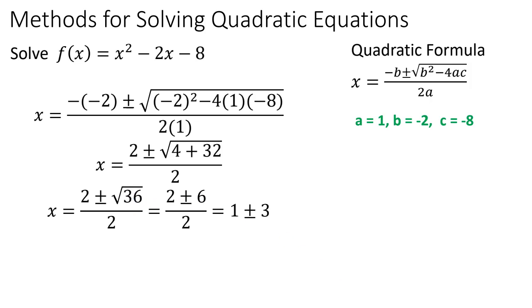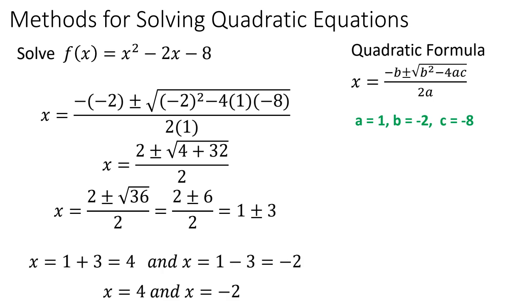So here we're going to end up with two answers. 2 divided by 2 is 1. 6 divided by 2 is 3. So my answers are going to be x is equal to 1 plus 3, which is 4, and x is equal to 1 minus 3, which is negative 2.